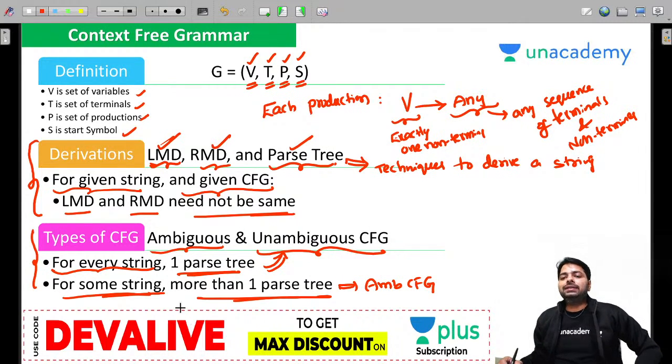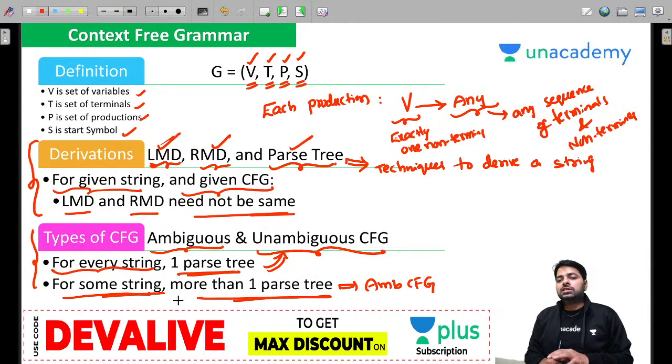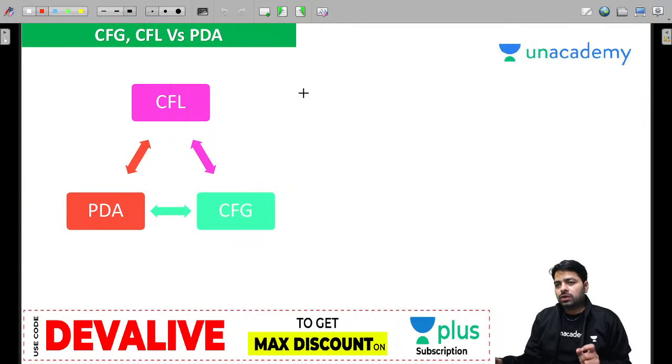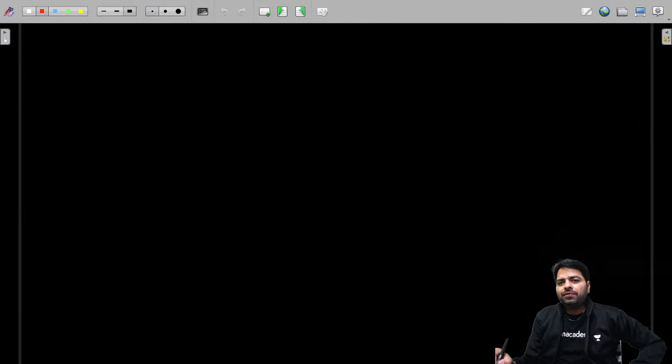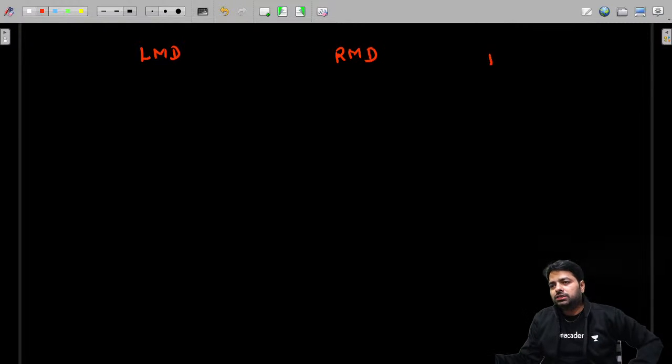And we have also learned the types of context-free grammar while discussing regular grammar; these concepts are already covered. Just let me tell you in brief what the derivation of a string is. We have leftmost derivation, rightmost derivation, and parse tree.